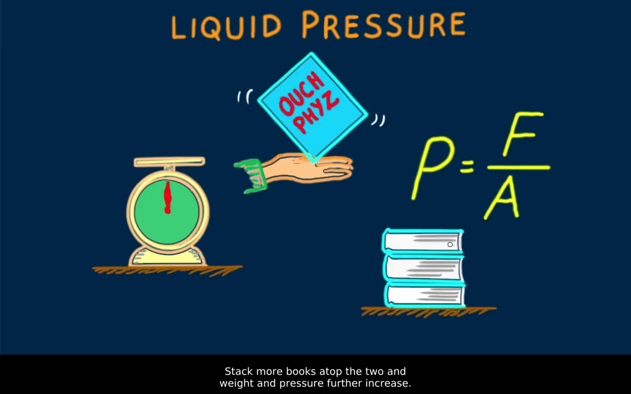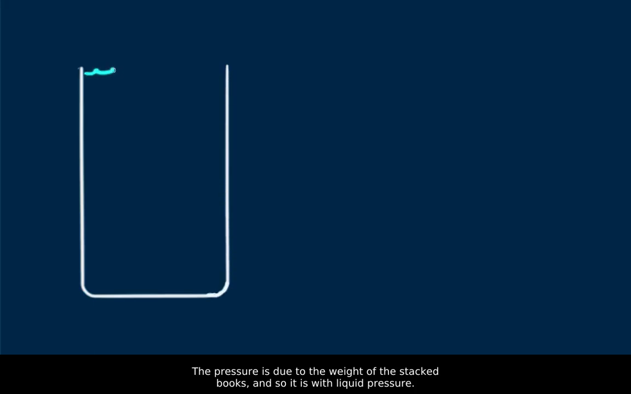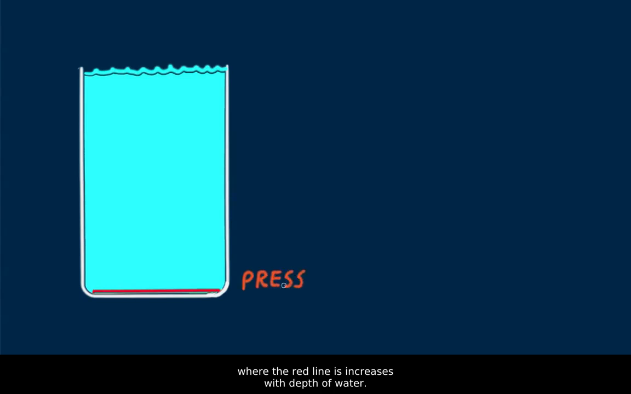Stack more books atop the two and weight and pressure further increase. The pressure is due to the weight of the stacked books. And so it is with liquid pressure. Just as pressure at the bottom of a stack of books increases with more books, the pressure at the bottom of the tank of water, where the red line is, increases with depth of water. The pressure at the bottom of a tank of water is due to the weight of water above, plus the weight of the air above it, a point that I'll come back to in a moment.